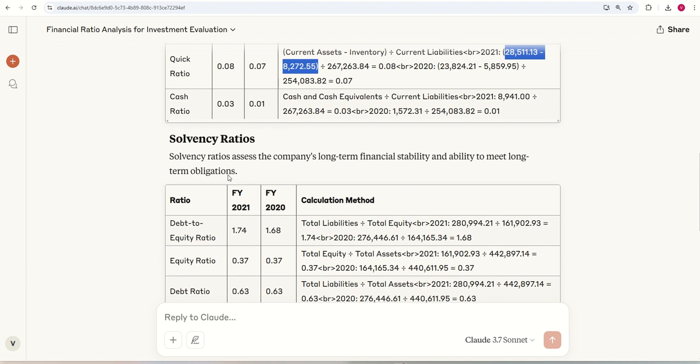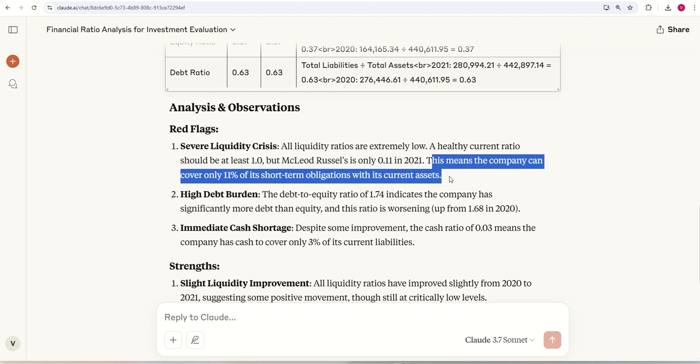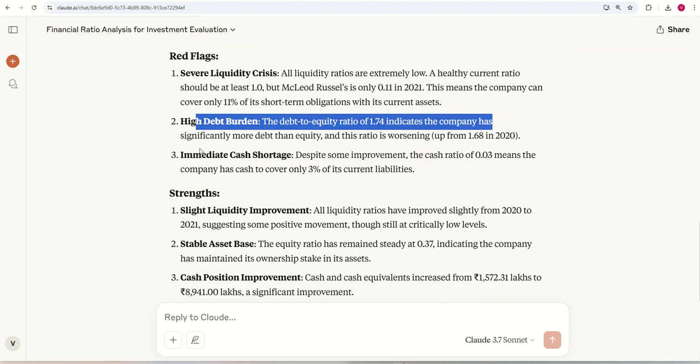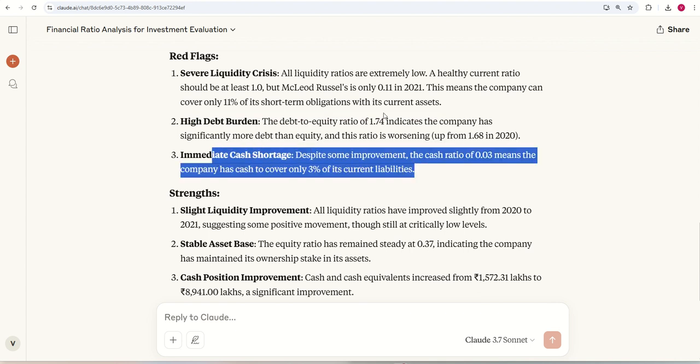Now, the most powerful thing which is going to come out is not the calculation, it is going to tell you the inferences. See, it's saying all liquidity ratios are extremely low. A healthy value should be 1, but it is only 0.11. So what does it mean? It is going to only cover 11% of the short-term obligations with current assets. Then it has high debt. It has immediate cash shortage, meaning it has very little cash to run its day-to-day business.